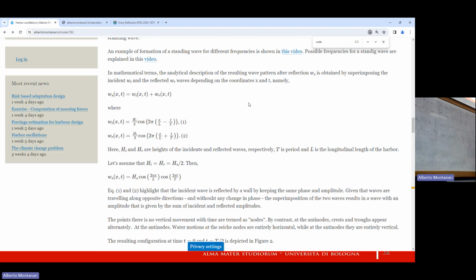So this is why we need to make a shift of time for the reflected wave, because they don't start at the same time. The incident wave starts, for instance, from now. The reflected wave starts when the incident wave reaches the head.